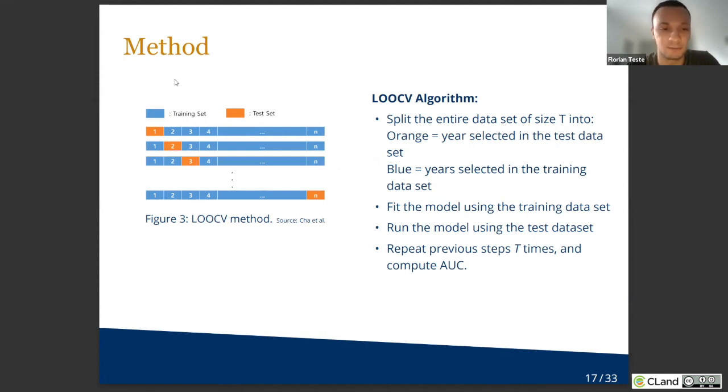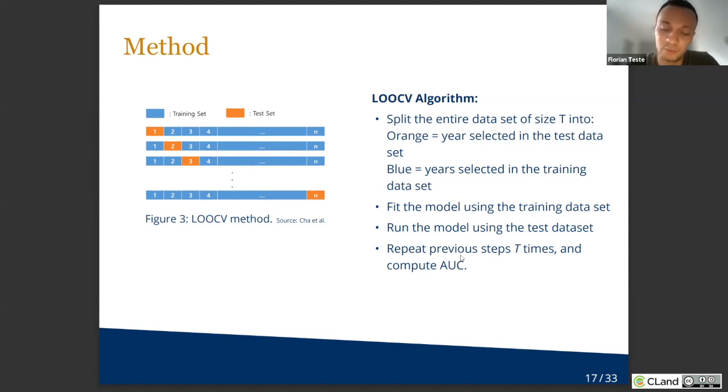In our case, for example, we will set apart 1 year. It will be the test set. Then with all the remaining years, we'll train the model, and we will then try to predict the test year. And we repeat this step t times. So t is years. So we repeat this step 38 times. And then we compute the metric score using the predictions that we have stored.